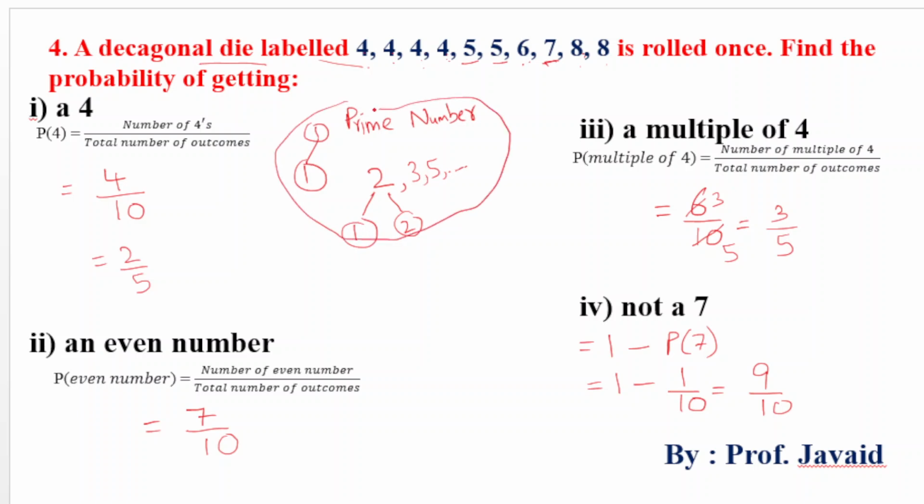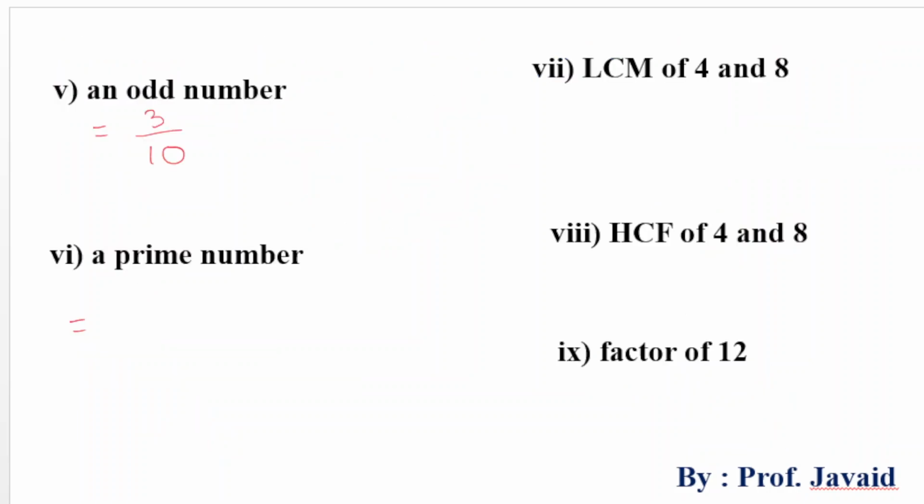Okay. So how many prime numbers are here? 5, 5 and 7. So total prime numbers are 3 prime numbers basically. So we will write 3 favorable outcome divided by total number like this: 3 by 10.